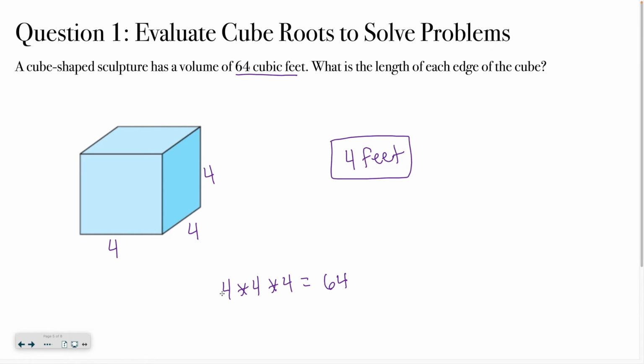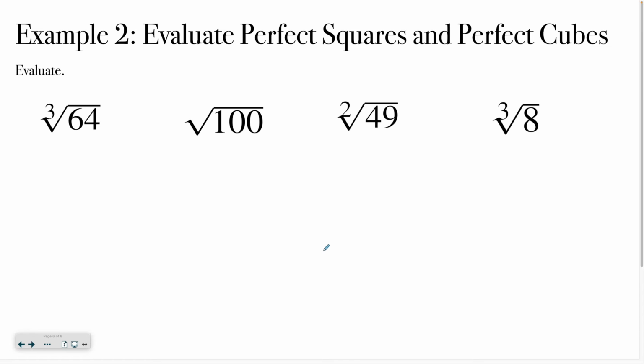All right, hopefully you figured out the length of each edge of the cube would be 4 feet, because 4 times 4 times 4 is 64, or maybe you went the other way and you said the cube root of 64 is 4. Either way, you found the number 4, hopefully. If you have questions about that, please be sure to reach out for some help. I'm happy to help you. Let's move on to example 2.